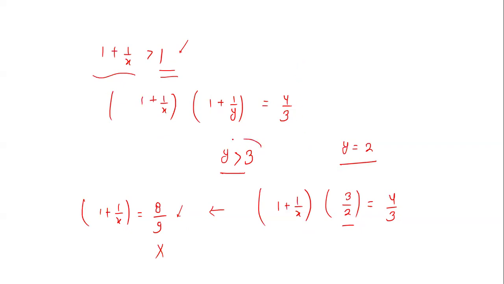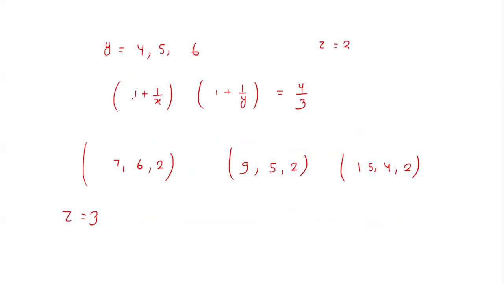So this means the y value has to be greater than 3 for this to have a value greater than 1. If you put a y value less than 3, then this will happen, like less than 1, which is not possible here. So y value must be greater than 3.